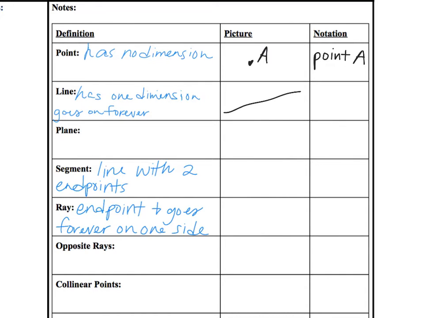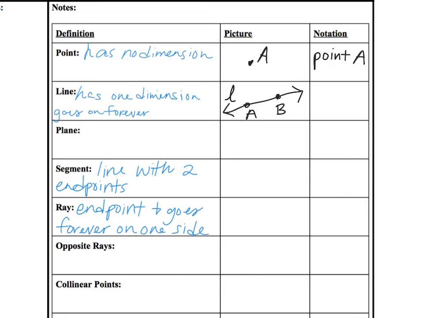For a line, you guys notice it had 2 points. That's not a very good line because it's not straight, but oh well. A, B, and I'm going to label it L. So it goes on forever both ways. 2 points can make a line.